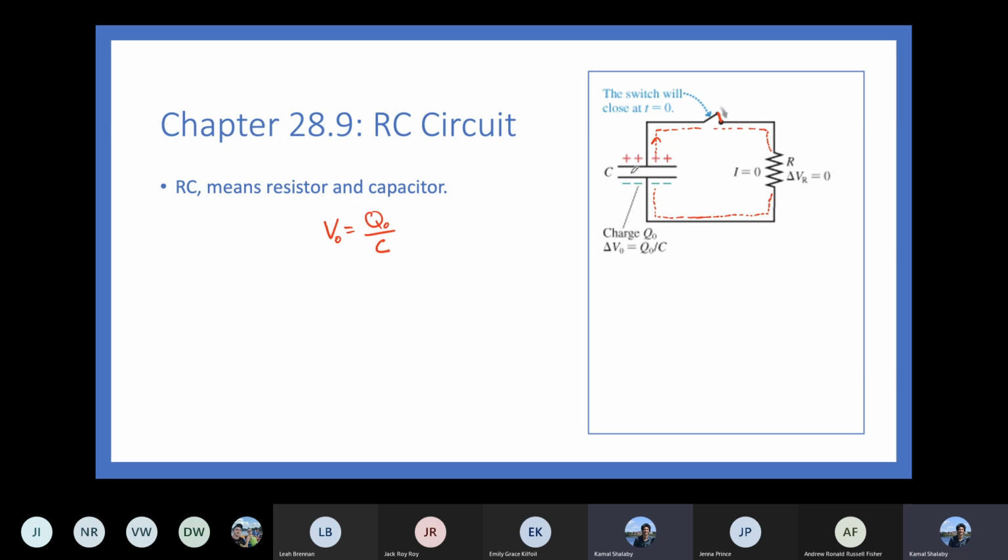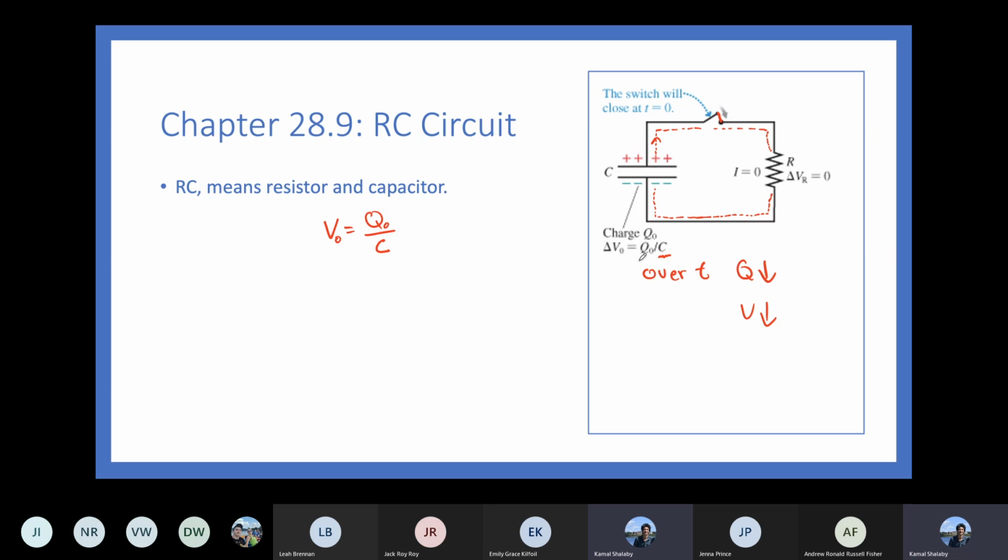The initial voltage, you can find it using the initial charge on the capacitor, because the capacitance doesn't change. That's just a property of the capacitor. But as time passes, fewer and fewer charges would be accumulated on one side compared to the other, so the voltage would decrease. So over time, the Q decreases because the charges keep traveling all the way around. As this decreases, the voltage decreases too.